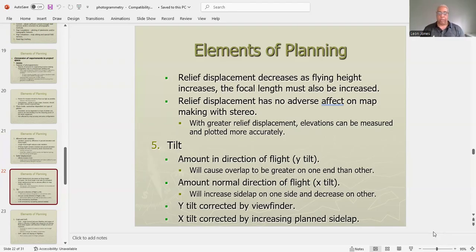And with tilt, the amount in the direction of flight, which is known as Y tilt, will cause overlap to be greater on one end than on the other end. Then you have the X tilt, the amount normal to the direction of flight, which will increase side lap on one side and decrease it on the other side. Y tilt is corrected by the viewfinder. X tilt is corrected by increasing the planned side lap.